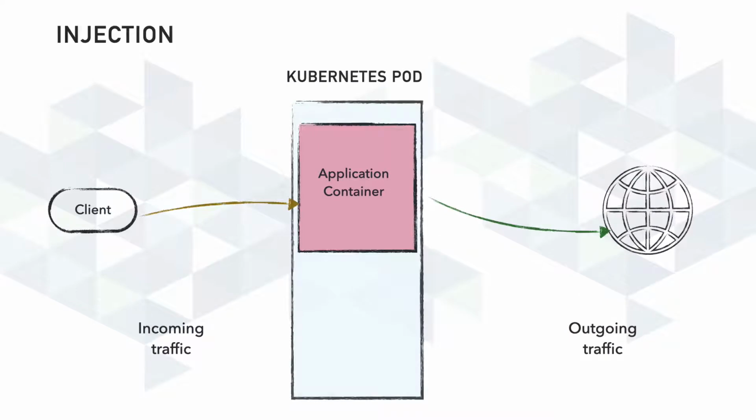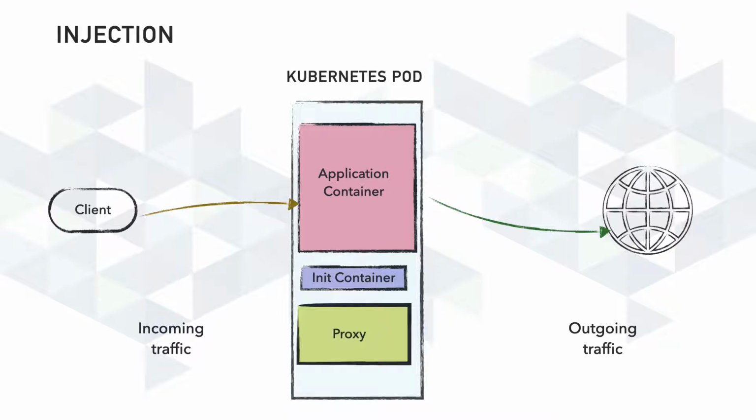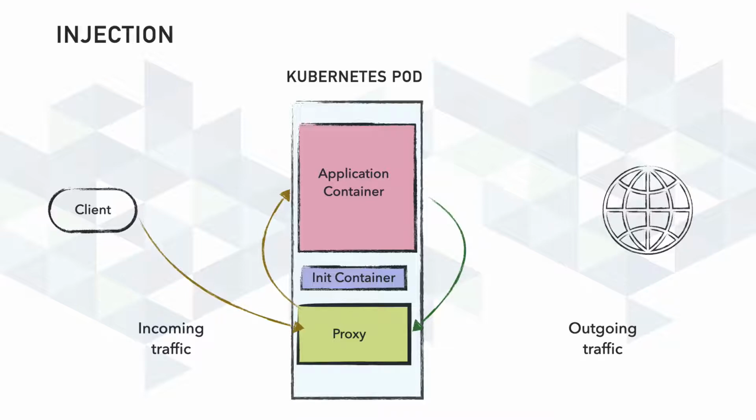So if you have to draw that, the injection sort of looks like this. You have your pod running with the application container in there. And then there is an init container added, setting up the rules. And then there is the proxy as a sidecar container. So now your incoming traffic gets shifted. It first hits the proxy and then goes to the application container. And similarly, your outgoing traffic goes to the proxy first and then to whatever it's destined to.